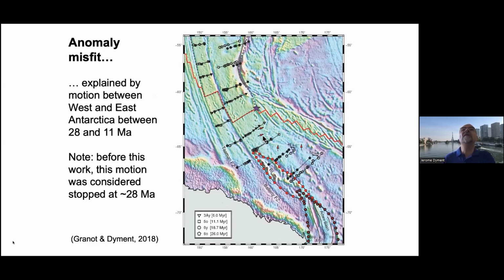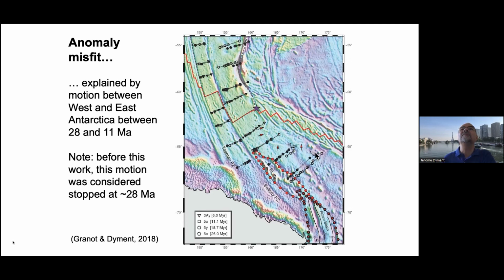But if you go beyond that, between these 11 million years and something like 28 million years when there was recognized motion on the Antarctic basin between East and West Antarctica, you can see that the anomalies here, anomaly 6 and anomaly 5C, show a discrepancy on this side, where there is no discrepancy on the other side. And it just means that what was supposed to be a motion until 28 million years should be extended to actually a motion until 11 million years.